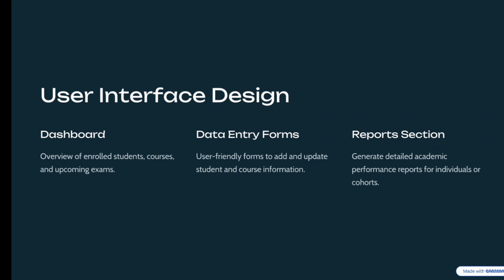Next is user interface design. User interface design is important, and the UI has a dashboard, data entry forms and report sections. The dashboard gives an overview of enrolled students, courses and upcoming exams. Data entry forms are user-friendly forms to add and update student and course information. The report section generates detailed academic information and performance reports for individuals. This is about the UI of the database management system.